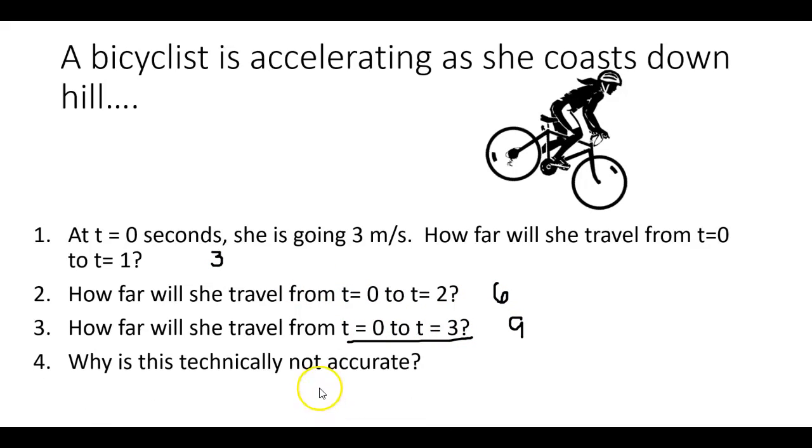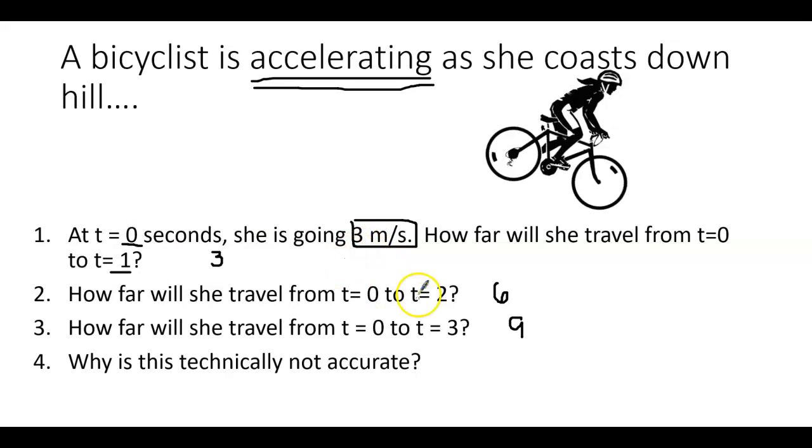So now the problem is, why is this technically not accurate, though? The reason this is not accurate is because of something that's mentioned up here at the beginning. It tells us she's accelerating. Sure, she's going 3 meters per second, but if she's accelerating, that means as time goes by, she's going faster and faster and faster. So for instance, on the time interval from 0 to 1, she's going pretty much 3 meters per second, but by the time we get from 1 second to 2 seconds, she's probably going faster than 3 meters per second. And then by the time we get to the third second, she's probably even going faster.